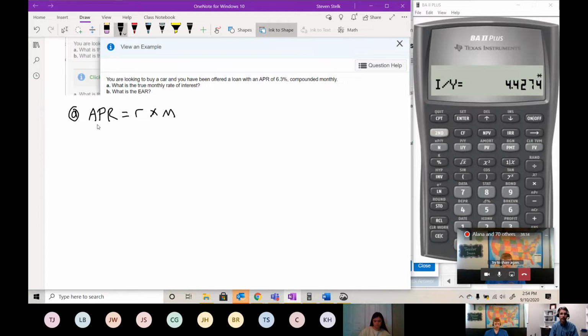Here we're going to do arithmetic with it. So we're going to record the APR of 6.3% as a decimal. So that's 0.063 is equal to R times M. R we don't know. That's our monthly effective rate. M is the number of compounding periods per year. Since this loan requires monthly payments or has monthly compounding, we've got 12 compounding periods per year. All right, now we just want to solve for R. So I'm going to divide both sides by 12.